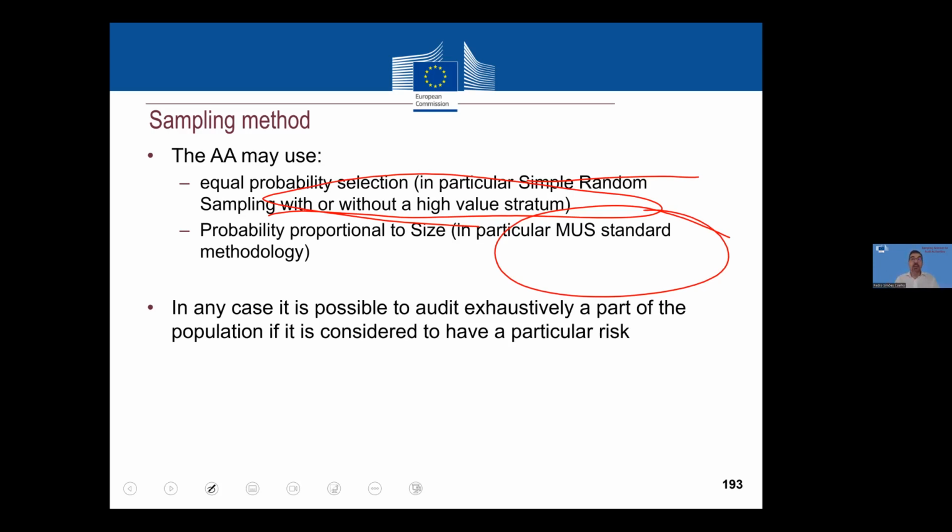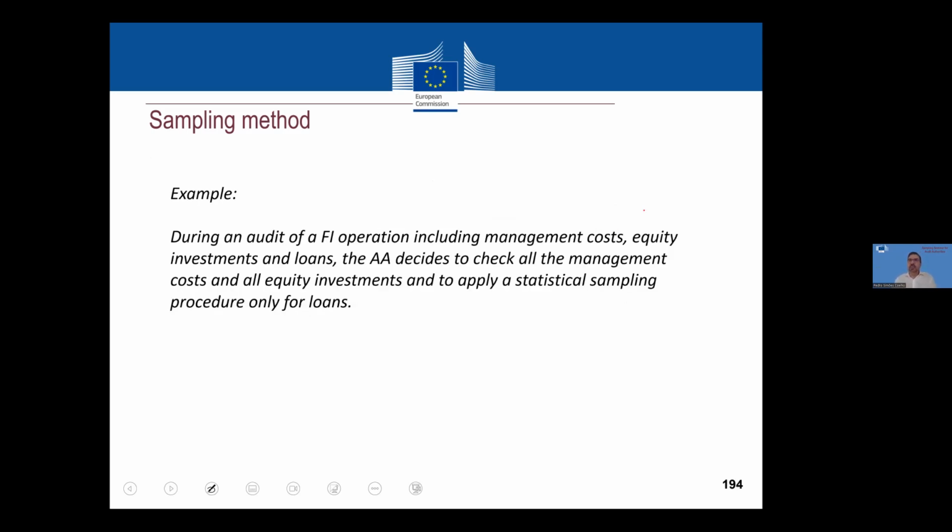In any case, if you consider that part of the population has a particular risk, whatever that part is, it does not mean that it is a part of the population of high value items, it can be composed by any other categorization. You can have a more comprehensive sample of this part of the population, or even an exhaustive observation of it. But from time to time, we are going to introduce some examples, because this is a very descriptive part of this seminar with lots of information, and it's much easier to follow by example.